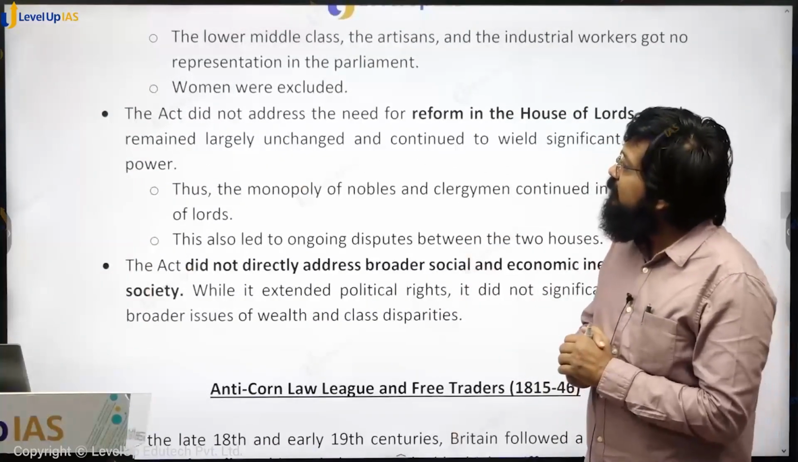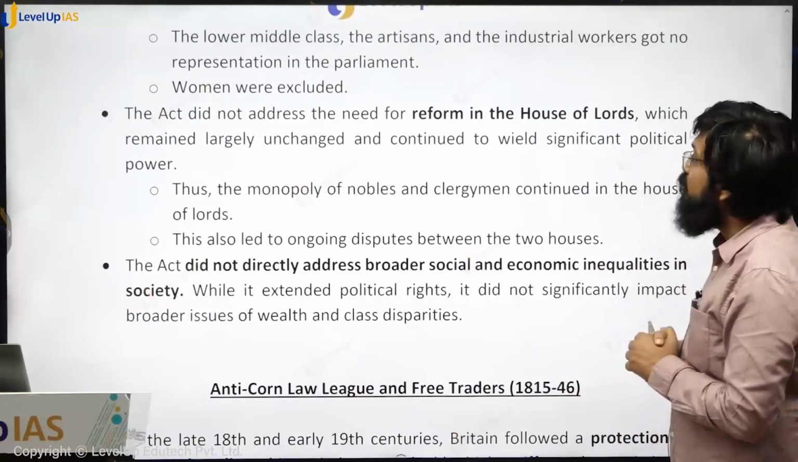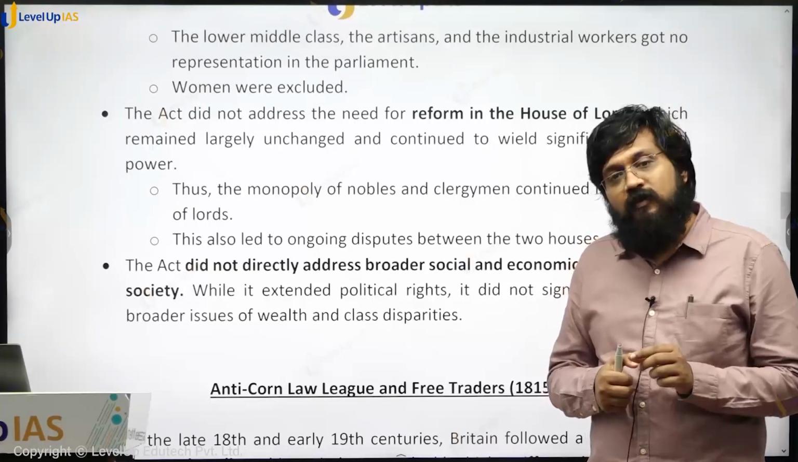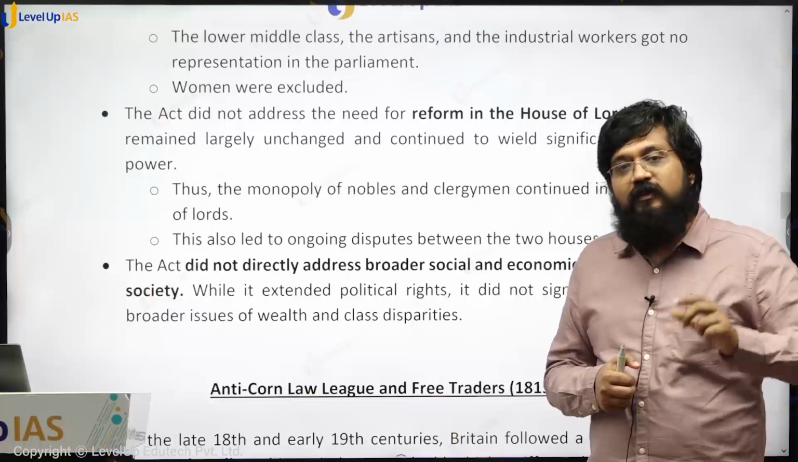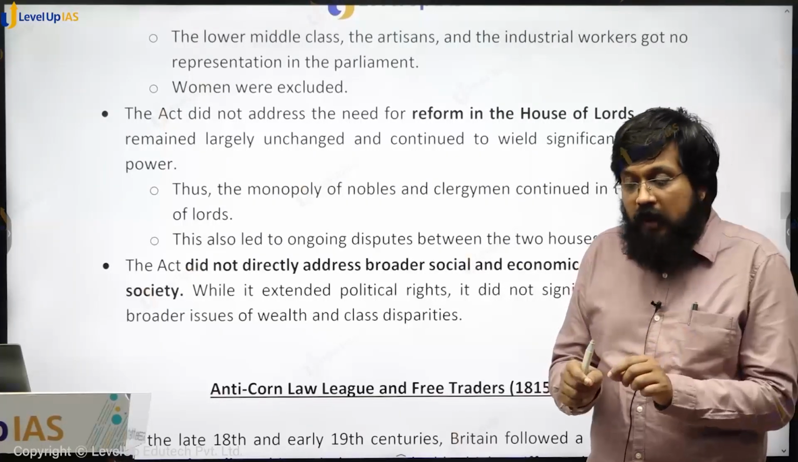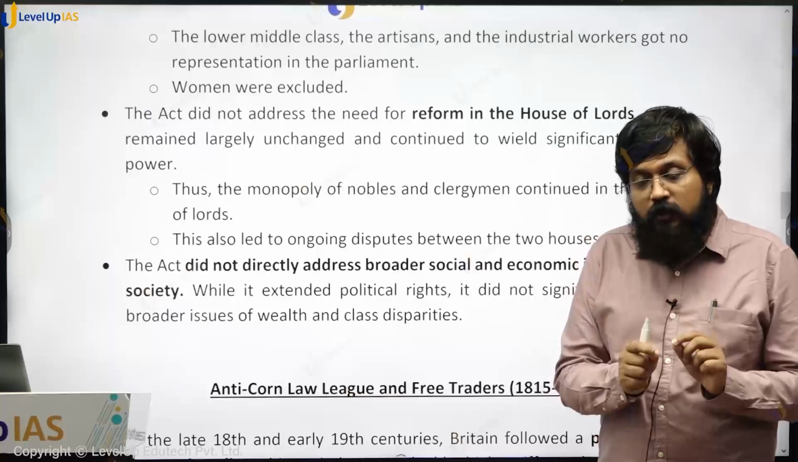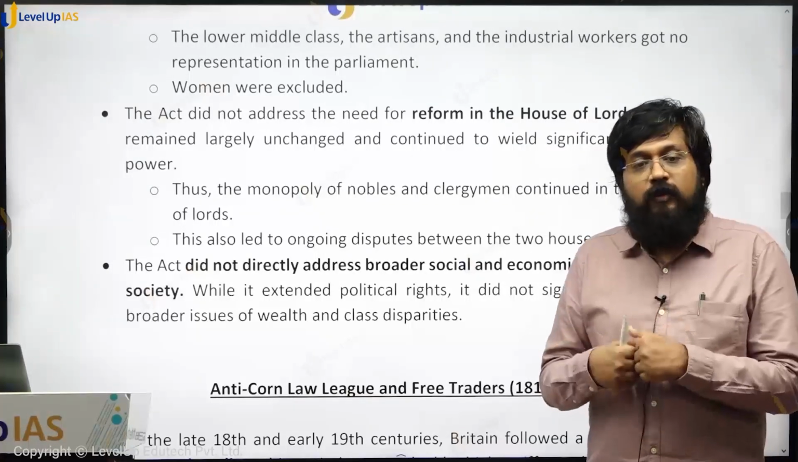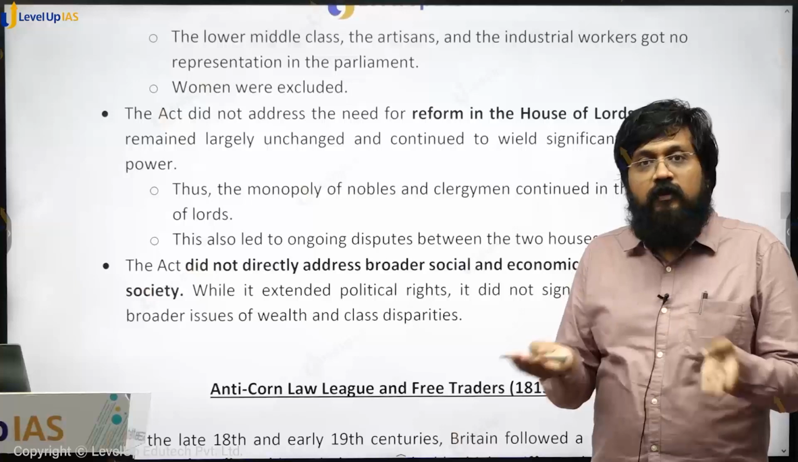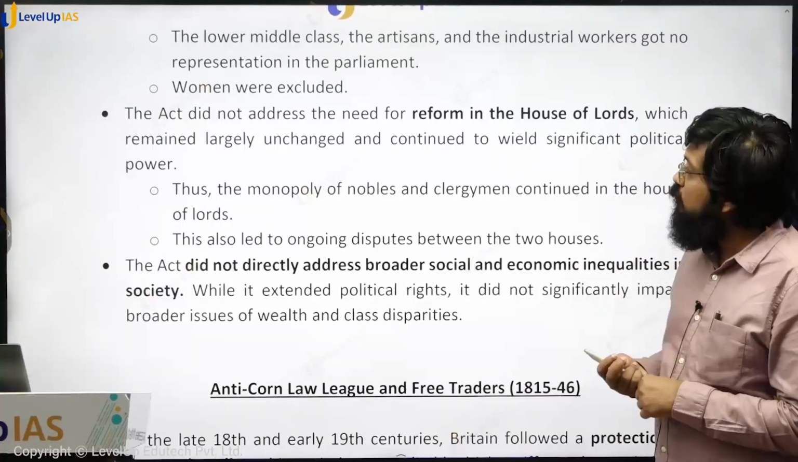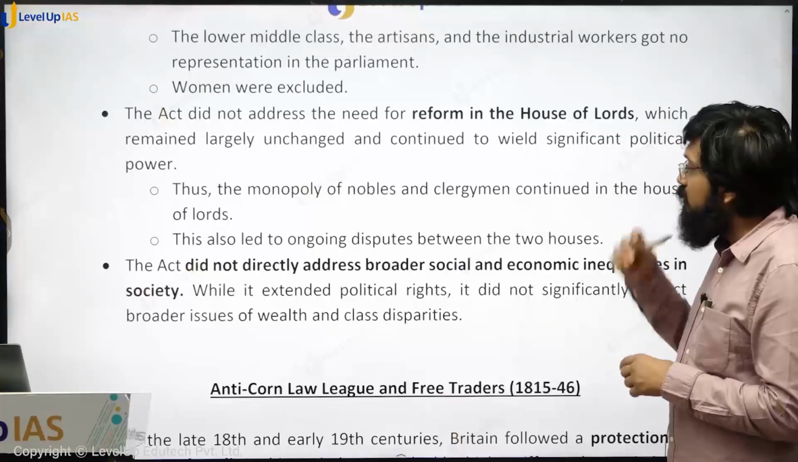The act did not address the need for reform in the House of Lords. The focus was primarily on the House of Commons. The House of Lords continued in the pockets of Lords. Therefore, even when the Commons is partly democratized, the Lords continues in the old system. So when they want to pass a policy, bring some new act, have some debate, there is bound to be a clash between the two. Thus the monopoly of nobles and clergymen continued in the House of Lords.